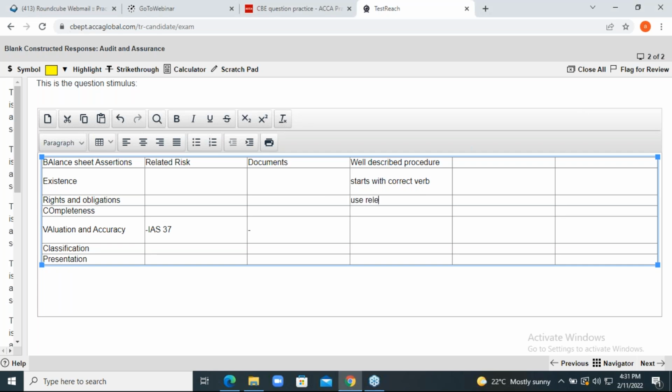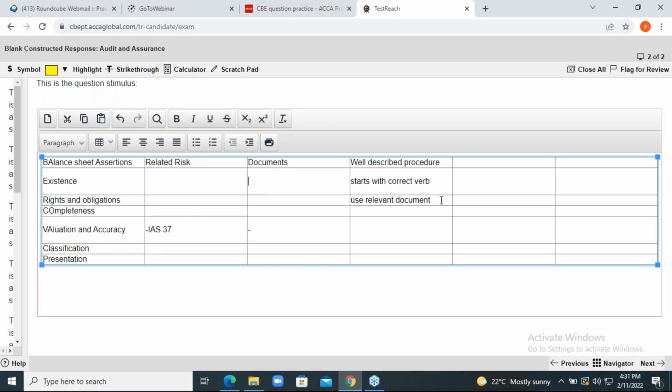Use relevant document. Always use relevant document. You should be aware of, as I have discussed, that you memorize the relevant documents. So think of a relevant document.